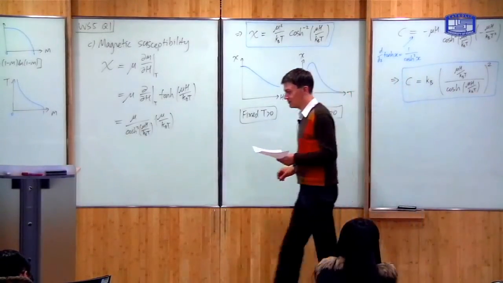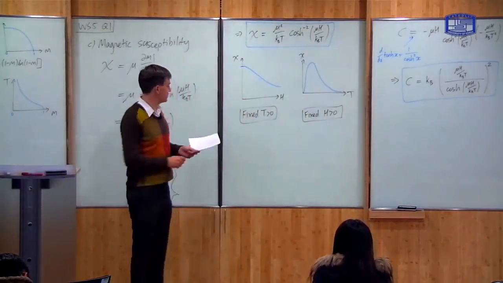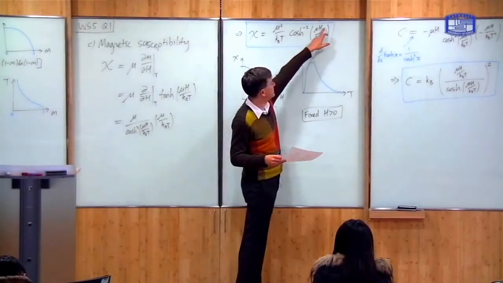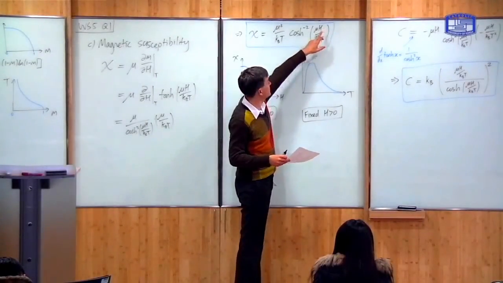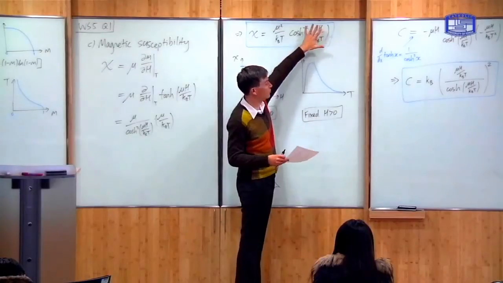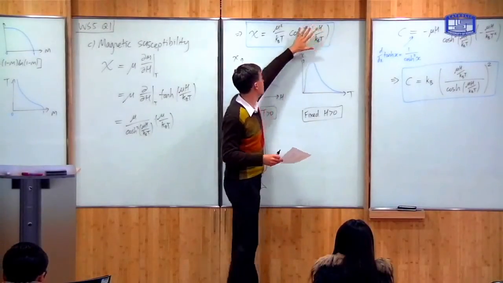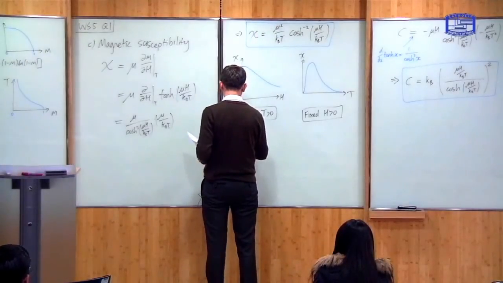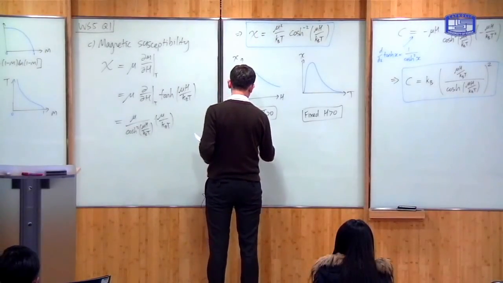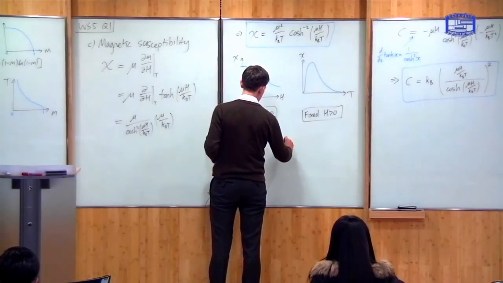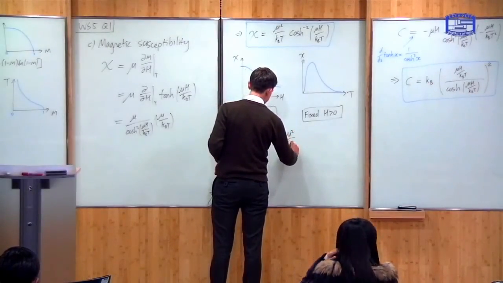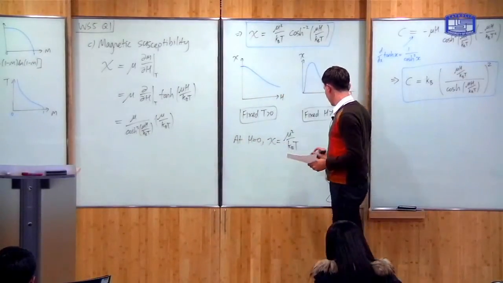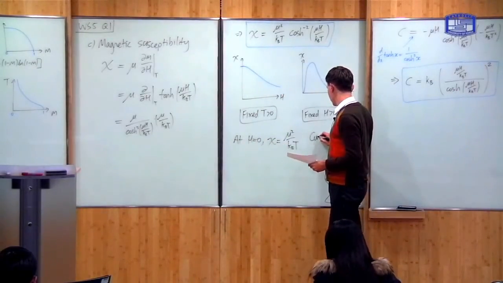In particular, and to relate this to some real experiments, of particular interest is the case when the field is zero. If the field is zero, then cosh of zero is just 1. So this term goes away. So the answer is just mu squared over kBT. And this result is known as Curie's law.